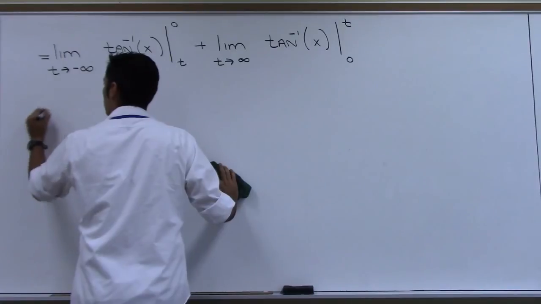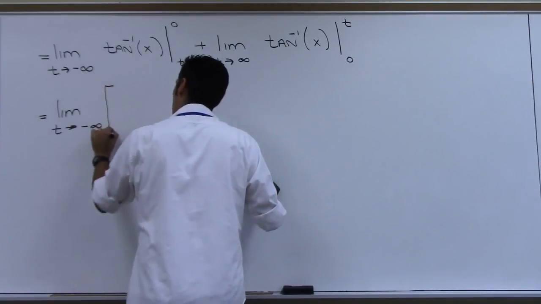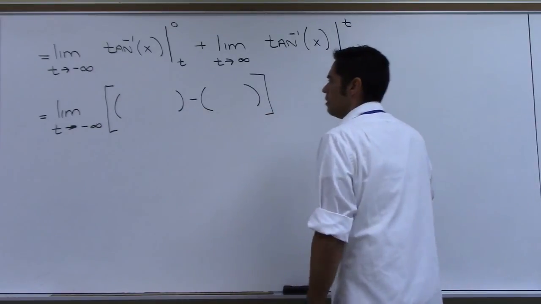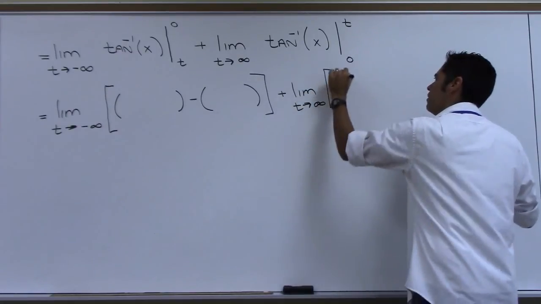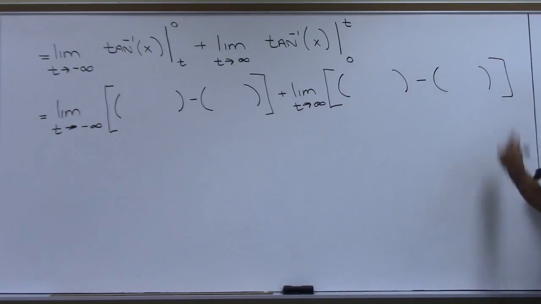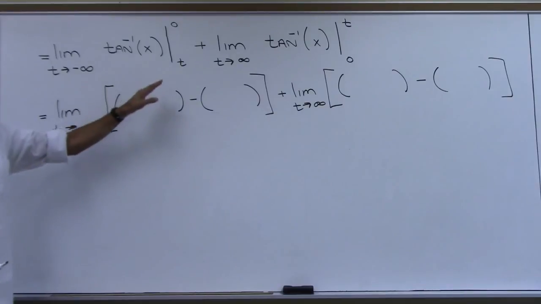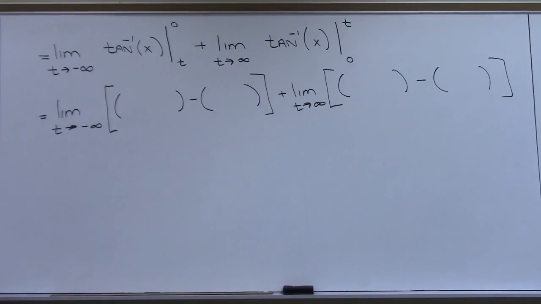So this becomes the limit as t goes to negative infinity of, I'm going to put in brackets, something minus something, close brackets, plus I'm going to have another limit as t goes to positive infinity of something minus something. You'll see all I'm doing is setting up the fundamental theorem of calculus here, the evaluation theorem, where I just plug in the numbers and I'm always going to get this format. We good? Plug in 0 into arctan, and what do you get? It's arctangent of 0.